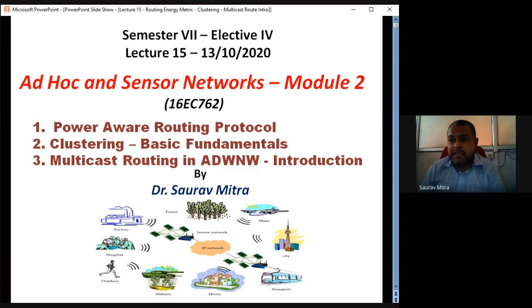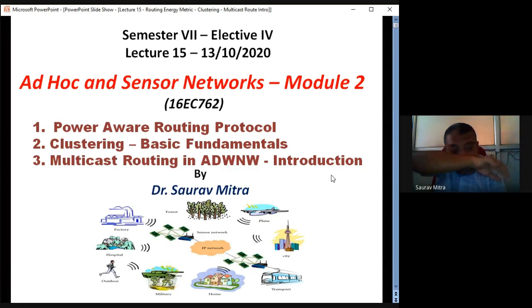So I'll give you a basic introduction of what is meant by sensor node clustering, and then we will see what is meant by multicast routing. So the most important part of this chapter is multicast routing in ad hoc wireless network. An introduction to multicast routing I will give you today. Okay, so I'll start with the first, power aware routing protocol.